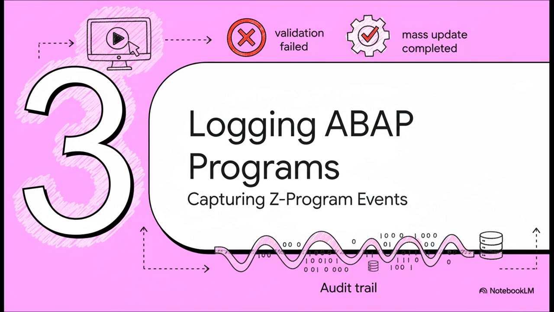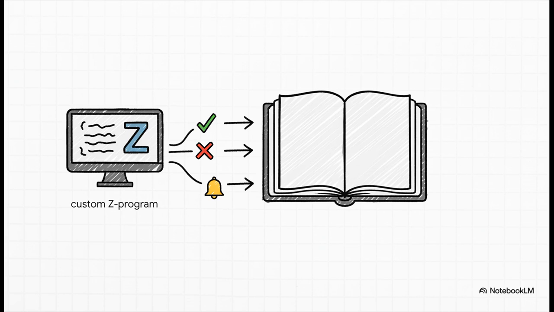The business logic. We're talking about important events like, hey, the program started, or whoops, a validation failed, or mass update successfully completed. How do you log that? For that job, the answer is just so simple and clean. You use the application log. It is the standard purpose-built tool for capturing all those important messages and events from your custom Z programs.